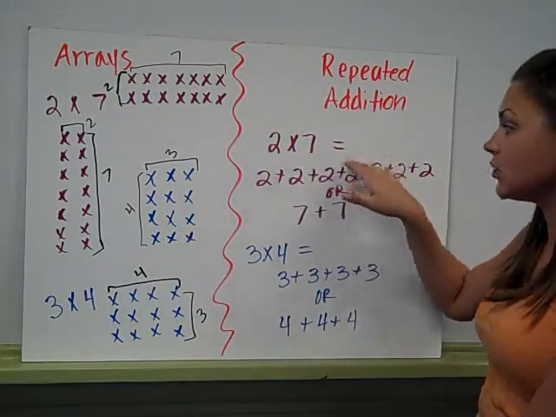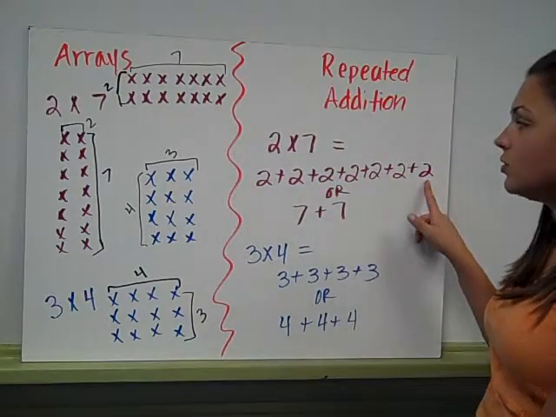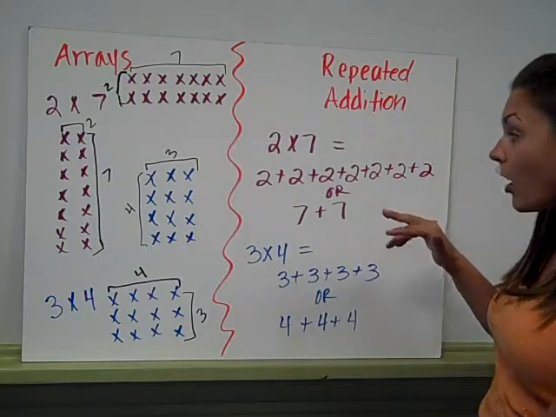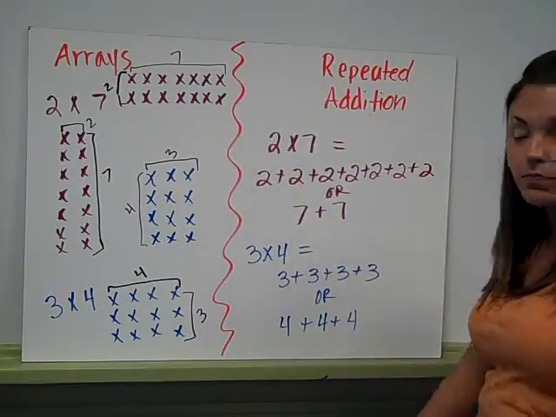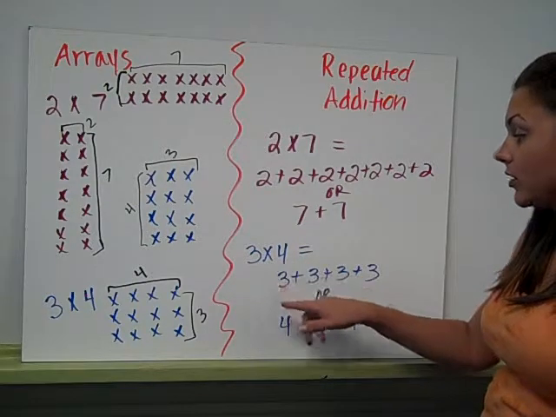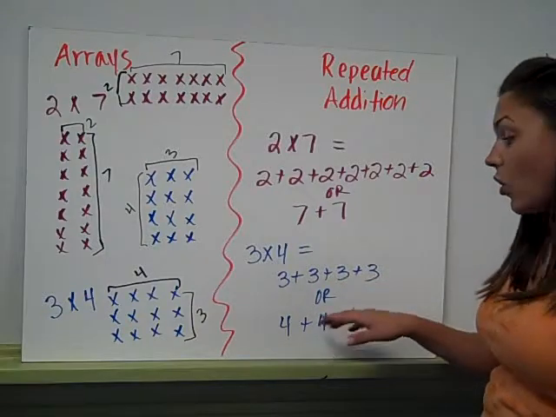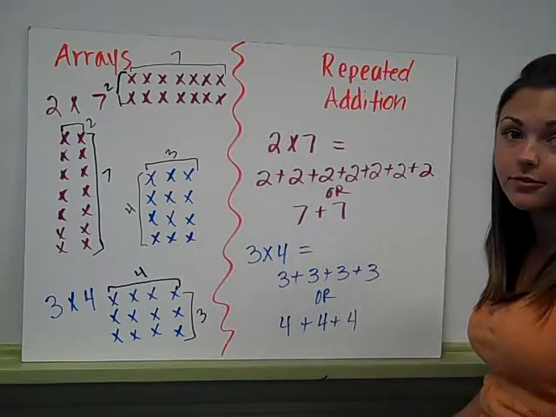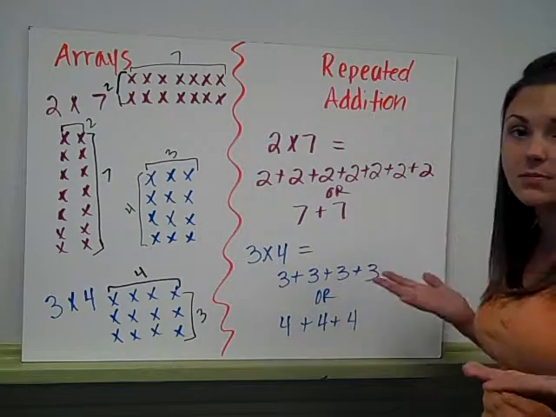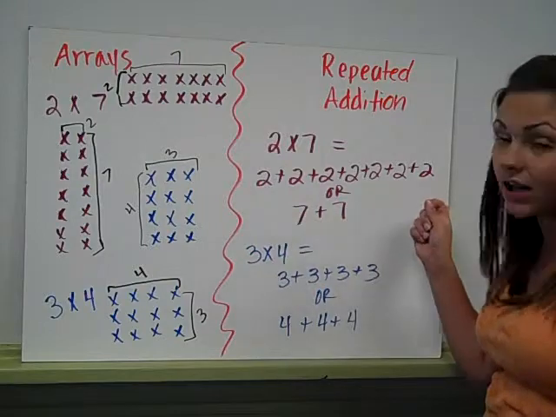Over here I have the same problems in repeated addition. 2 times 7 equals 2 plus 2 plus 2 plus 2 plus 2 plus 2 plus 2. That's 7 2's, or I could do 2 7's. Same thing for 3 times 4. I can have 4 3's, 1, 2, 3, 4, or I can have 3 4's, 1, 2, 3. Either way, I'm going to get 12. Here I'm going to get 14. It doesn't matter which way I do it. 7 plus 7 is the same thing as 7 2's added up.